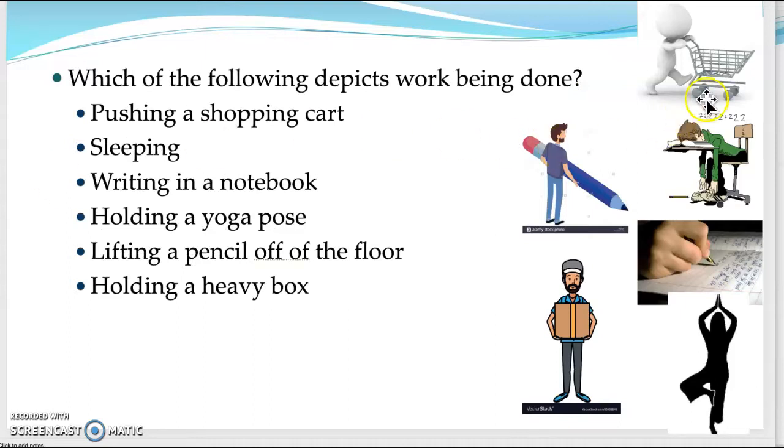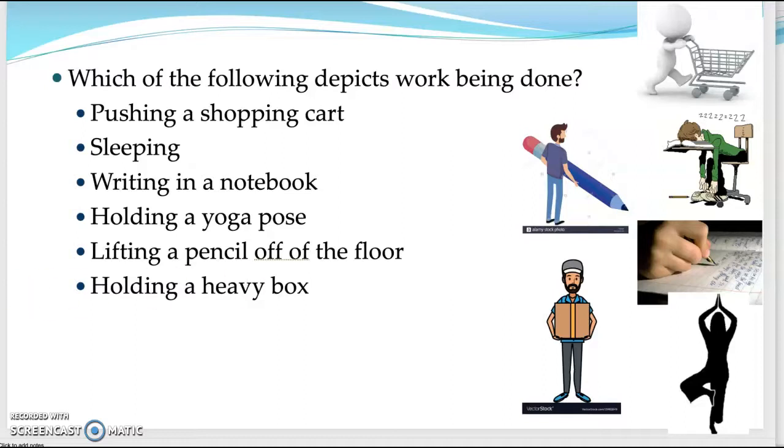If you're pushing a shopping cart, is it moving? Yes, there's a distance, so there's work being done. Sleeping, nope, no distance. Writing in a notebook, we always say that's work, but the notebook's not moving a distance. Maybe your hand is, so work would be done there. Holding a yoga pose feels like work, but according to our definition it has to move, so no. Lifting a pencil off the floor, yes, work. Holding a heavy box might feel like work, but there's no distance, so it does not count as work in this example.